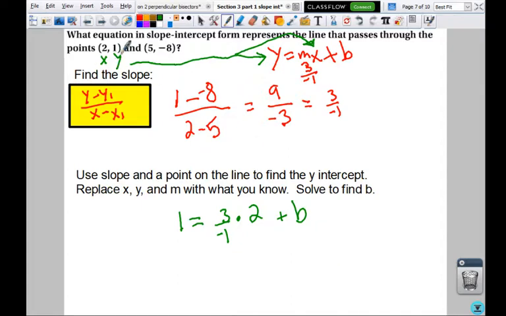So I took my point right here, I took this 2, 1, and I just plugged it into my equation. X went in for x, y went in for y. I already found the m, and we're just going to solve it. So, to start with, we should plug in this 3 over -1 times 2 into Desmos. And I'll show you that real quick, just to make sure you're on the same page.